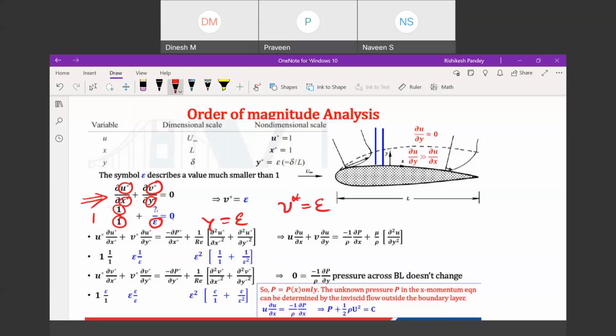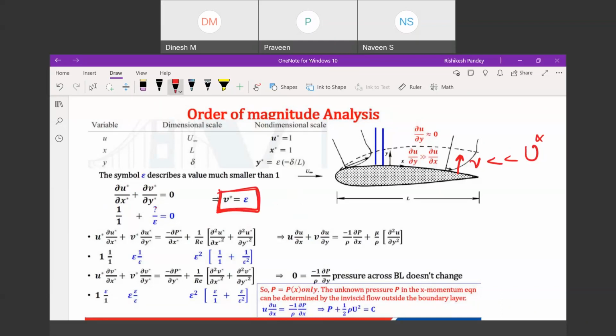So the velocity in this direction, v, will be very less compared to your free stream velocity, or even your u star. This is the first conclusion we are making here. You don't have to remember this one, you just try to understand. What you have to remember, I will tell you after this slide. The first conclusion we are drawing is that the velocity in the y direction is of order epsilon, meaning very small order. We have drawn this with the help of the continuity equation.